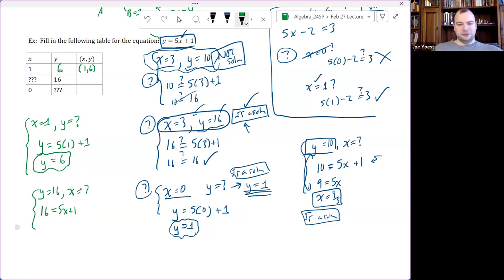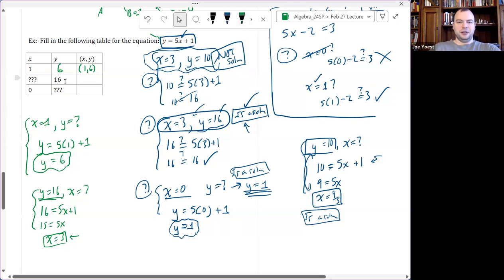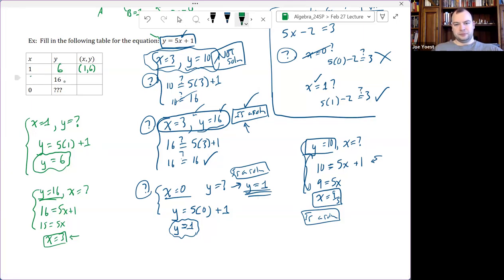I subtract 1 off both sides. I divide by 5. So if y is 16, x had better be 3. That's the only way I'm getting a solution when y is 16. So 3 comma 16 is another ordered pair that also represents a solution to this equation, y equals 5x plus 1.